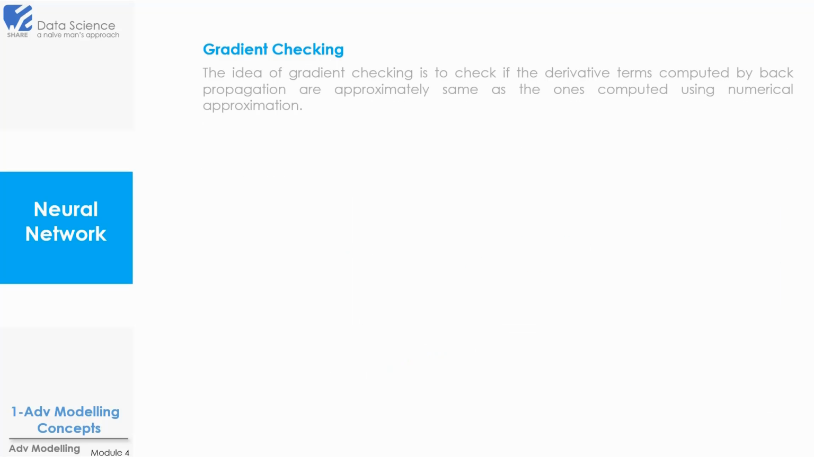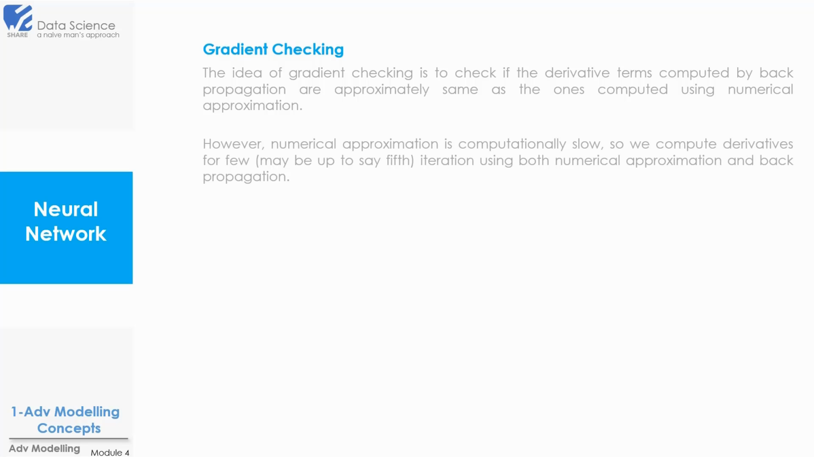Now the idea of gradient checking is to check if the derivative terms computed by backpropagation are approximately the same as the ones computed using numerical approximation. However, numerical approximation is computationally slow. So what we do is compute derivatives for a few iterations, let's say maybe up to the 5th iteration. Up to the 5th iteration, we use both numerical approximation and backpropagation.